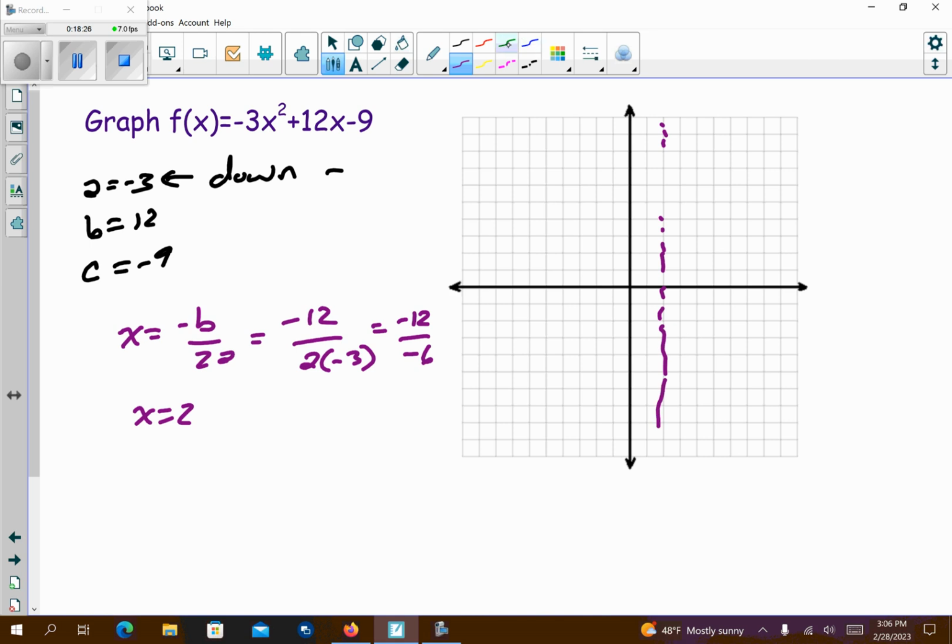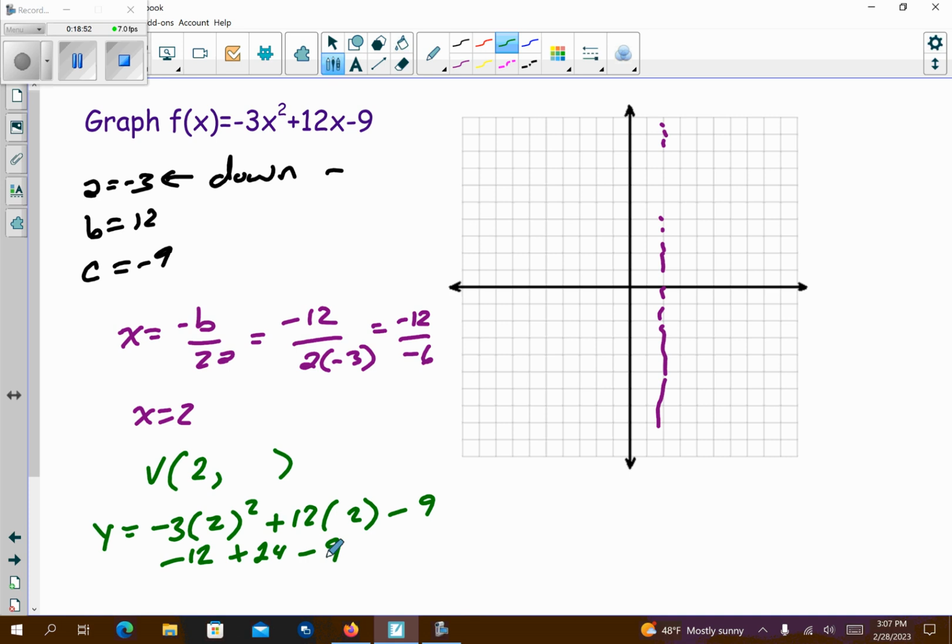Okay, so my vertex is going to live somewhere in there. So I know my vertex is going to be at 2 comma something. Well, let's take 2 and plug it in. So I get y equals negative 3 times 2 squared plus 12 times 2 minus 9. So let's plug the 2's in. 2 squared is 4. 4 times negative 3 is negative 12. 12 times 2 is 24 minus 9. So that's going to come out to be 3. So I get 2 comma 3. There's my vertex. Now we're going to pattern graph.